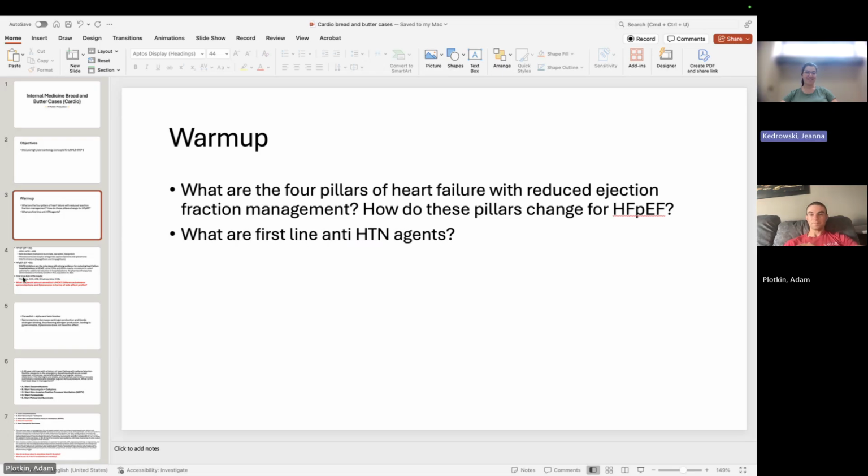Okay, let's start with first-line hypertension agents, because that's a little bit easier for me. Definitely ACE or ARB is pretty much first line, that's the first thing. And then thiazide diuretics are pretty high up there. So start with a thiazide diuretic, but then depending on their fluid status, we could go to something stronger, like a loop diuretic for sure.